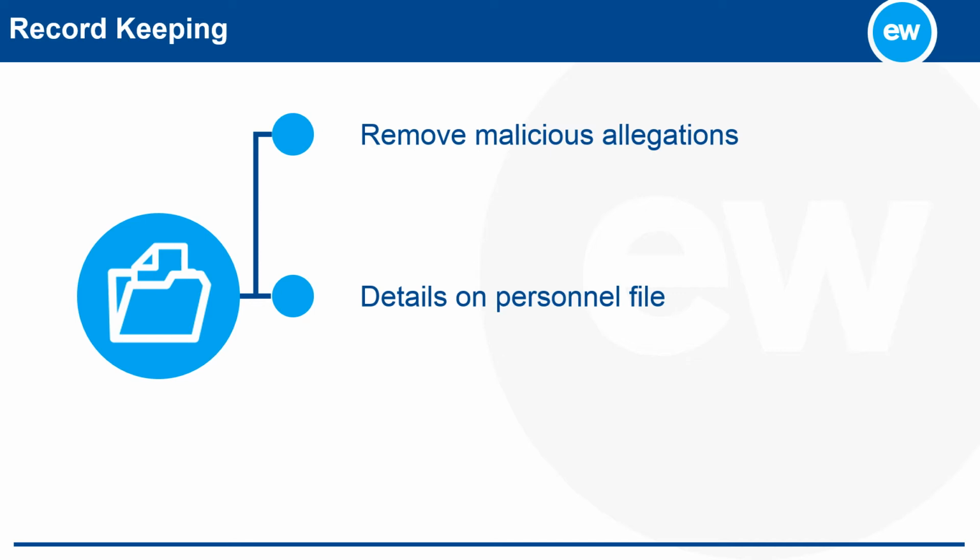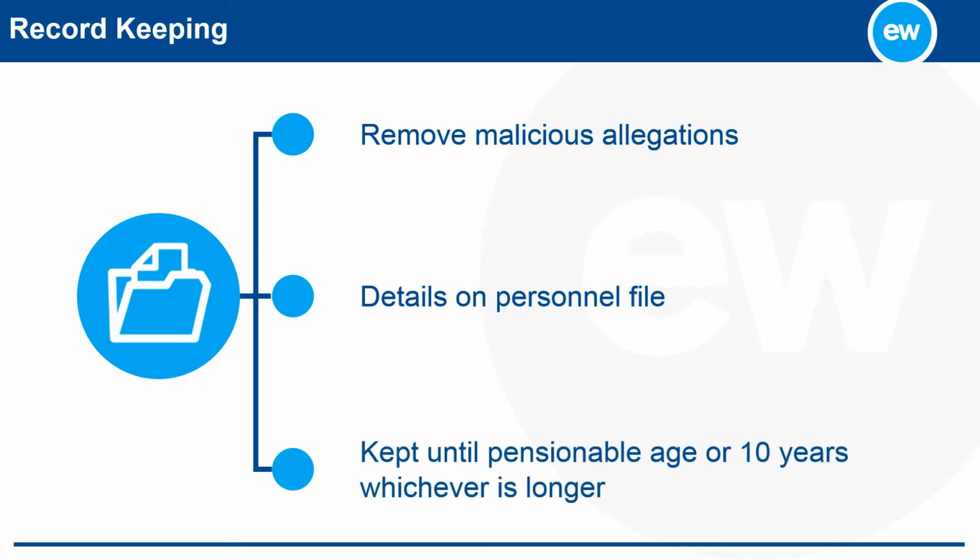This will be kept in confidence on the employee's personal file, and a copy can be provided to the accused as well. In terms of how long you keep such records, then it's quite a substantial period of time. They're kept until the employee reaches pensionable age or for 10 years, whichever is the longer period.